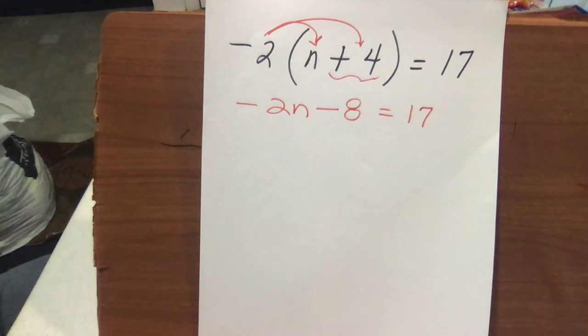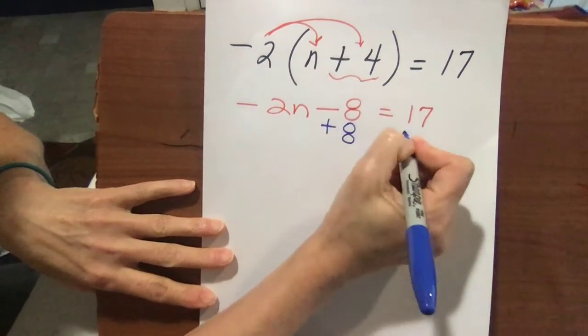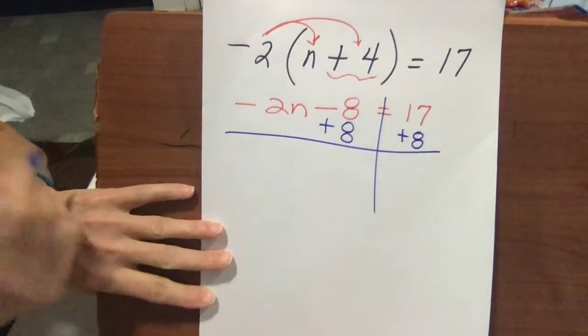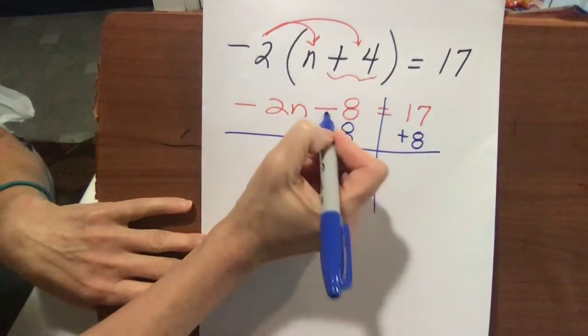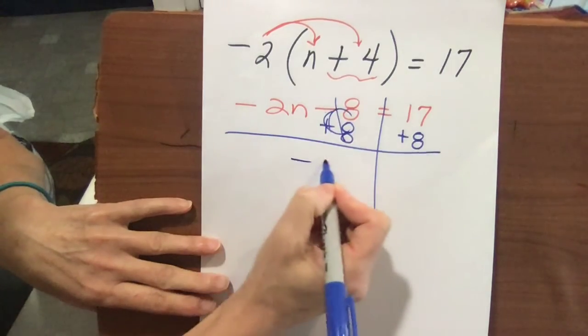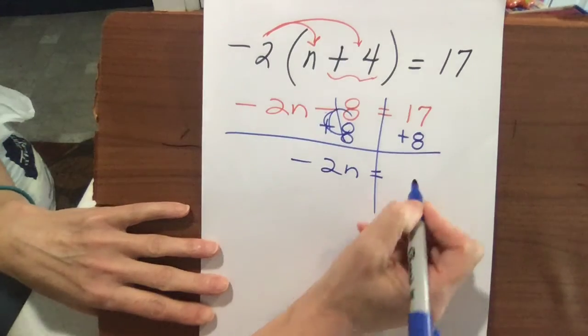All right, now we've got a 2-step equation. So we're going to add 8 to each side. Again, if you want the line there for your equals to cross to the other side, that's fine. Negative 8 plus 8 is 0, so that goes away. Negative 2n comes down, equals 17 plus 8, which is 25.